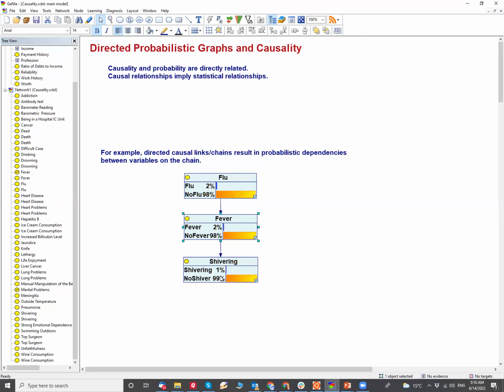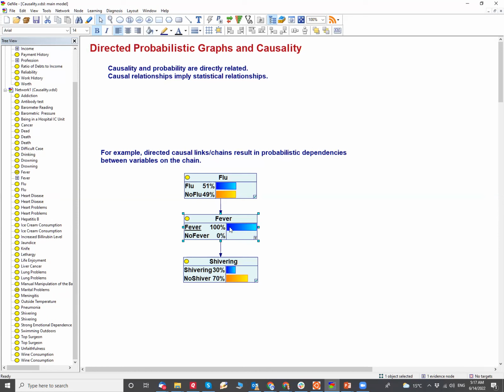Things can be made independent by conditioning. You can break that chain by conditioning. So if I condition on fever, what does it mean? I'm essentially looking at people who have fever. My population, everybody has fever. Please note that that has impacted probability of flu and probability of shivering, because of the chain connecting them. But now I have broken this chain by conditioning.